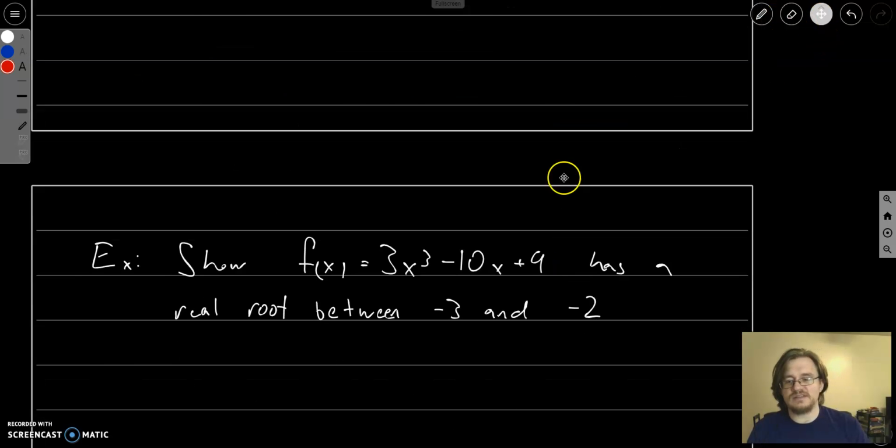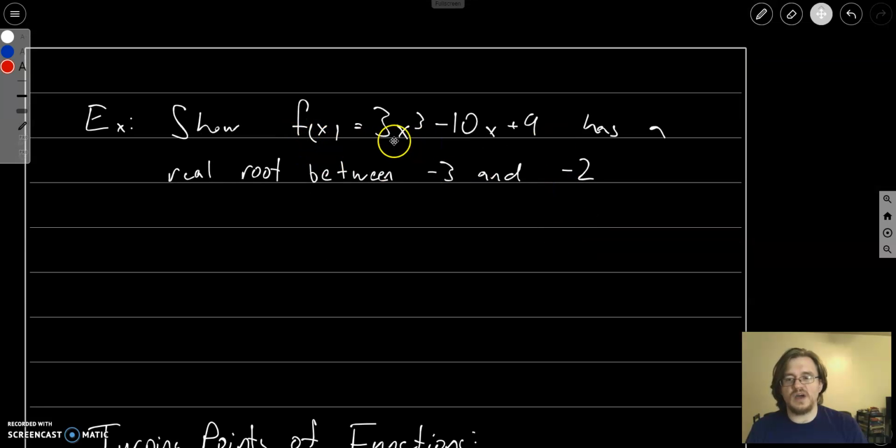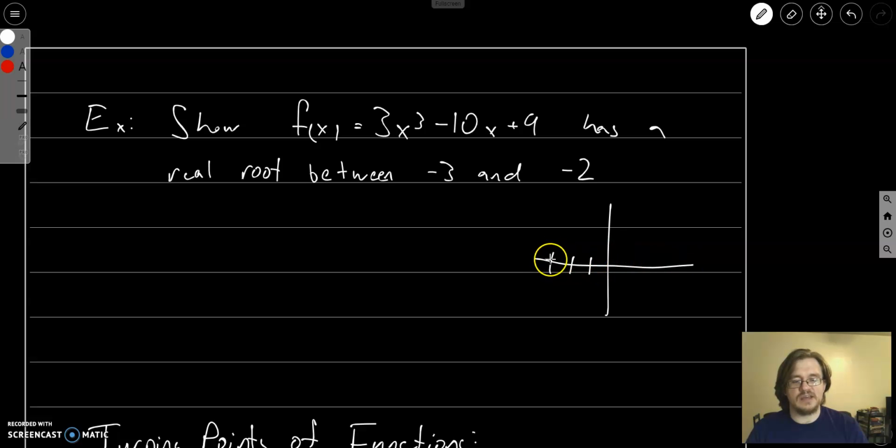So how can we use this? We can use this idea to show that this function has a real root, has a 0 between -3 and -2. So I don't know what my function is doing at -2 and -3, but one thing we could look for is we could see if our function has to cross the x-axis somewhere by seeing if one of these values is going to be positive and one of them is going to be negative. So let's find f of -3.